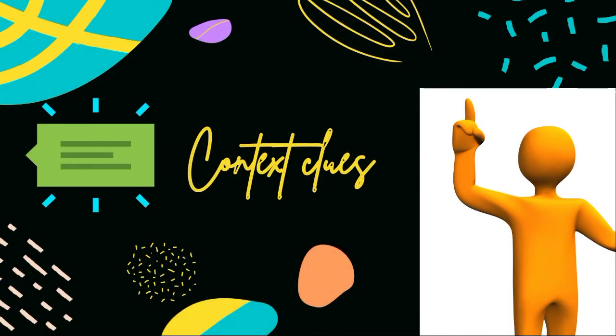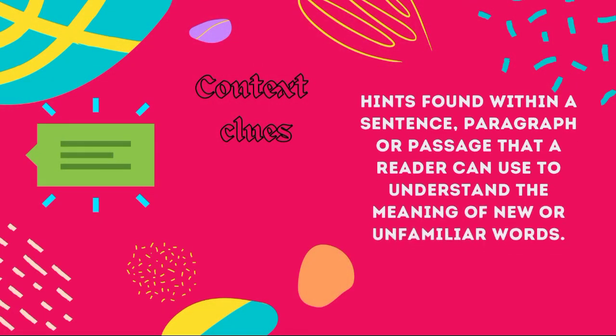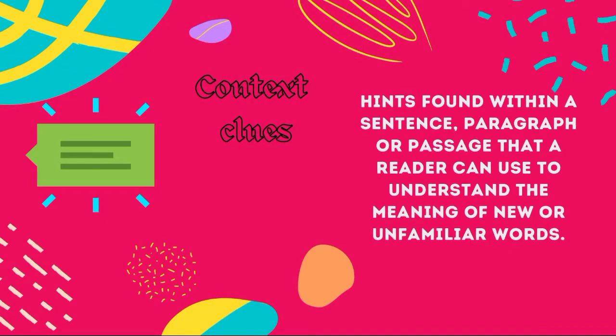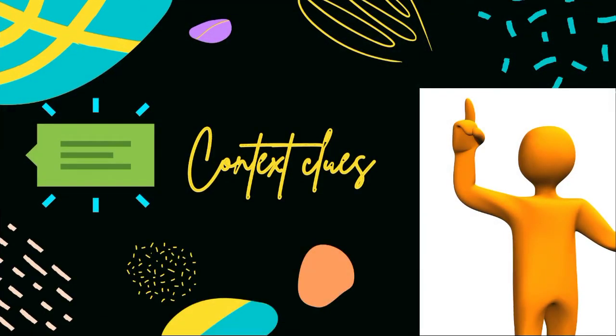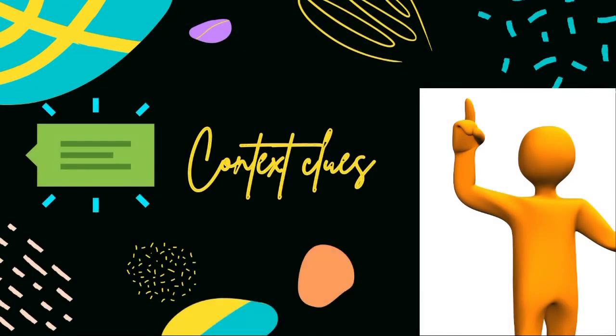I am sure you want to know what context clues are. So let's get started. Context clues are hints found within a sentence, a paragraph, or passage that a reader can use to understand the meaning of new or unfamiliar words, even without looking at a dictionary.